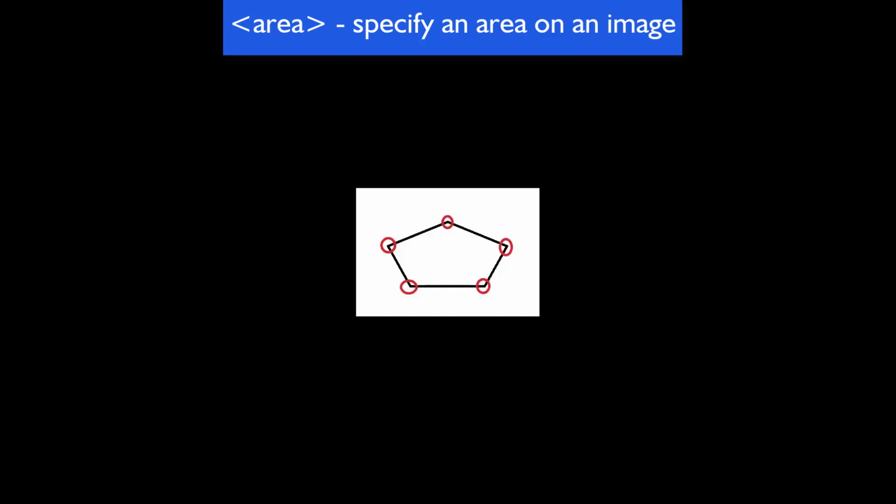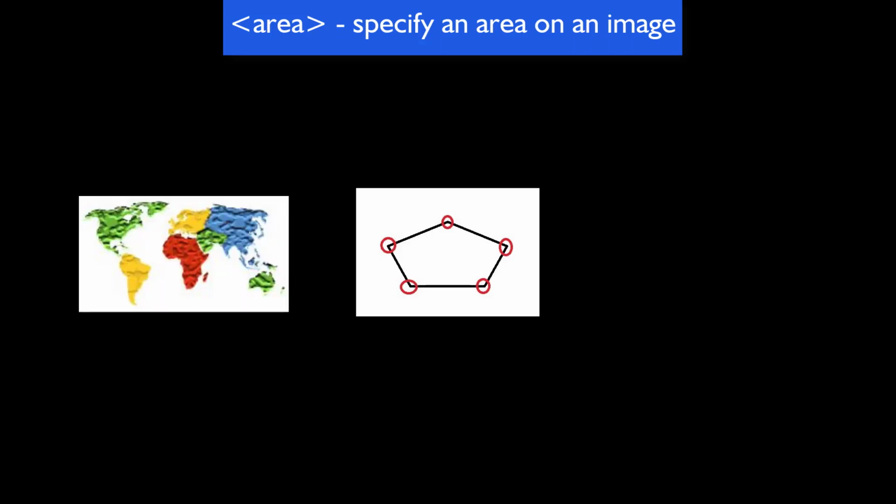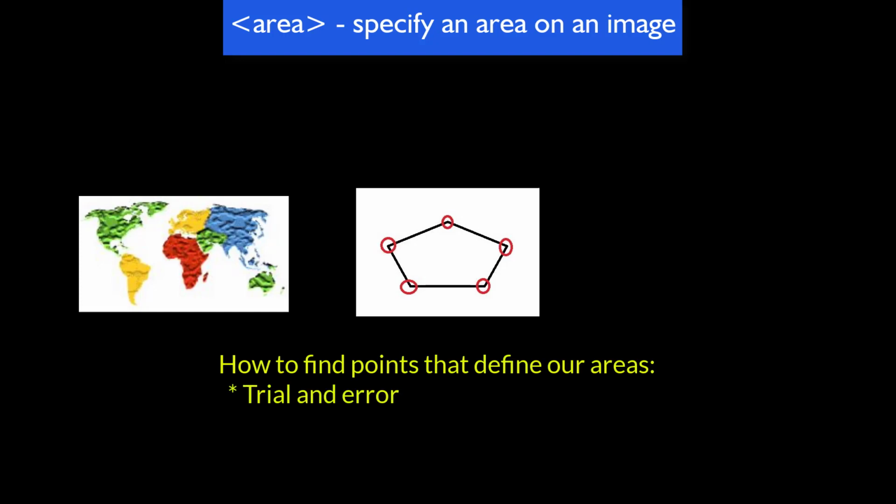For a polygon area, consider our map of the world. Suppose we want to make it clickable by defining areas on it. If the user clicks on an area, he or she is linked to a map of the related continent. Perhaps from there, go to countries, cities, and so on. So we start with our map, and we need to find the points to define these areas. One hard way is to use trial and error.